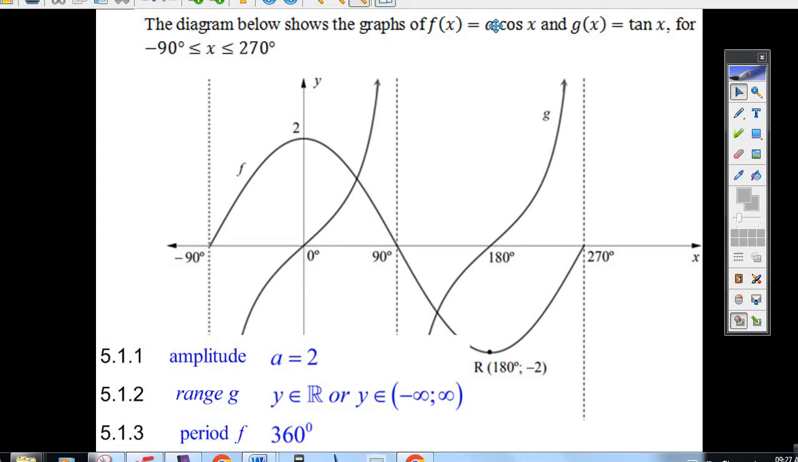First question is, what's a? Well, a is the amplitude of the cosine thing. How tall does the wave get? 2. That's the number that goes in front. So a is just equal to 2.